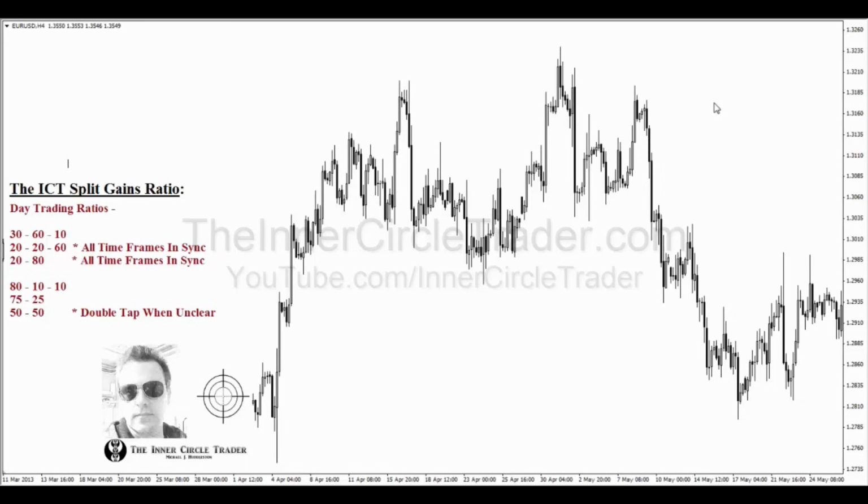And obviously, if you want to still simply just do double tap when you're unclear. In other words, if you just don't know if you're in sync or not, and you're day trading, it's easy. You just do double tap. Take half the position off at your first objective, go to break even, and then look for your second objective, 127 or 162 extension. Period. Short and sweet, nothing fancy.